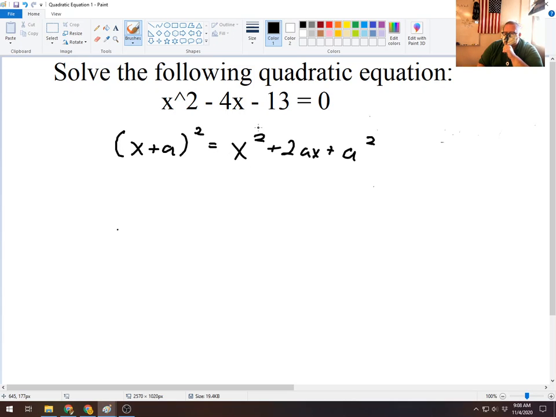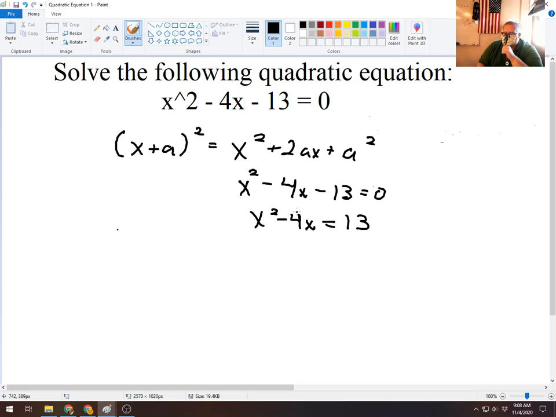So the way that you can do that is we just set it up exactly like this, right? We're going to say this is what I want. This is what I have. x squared minus 4x minus 13 equals 0. We want to move this 13 to the other side. So then I have x squared minus 4x equals, we add 13 to both sides, we get positive 13.